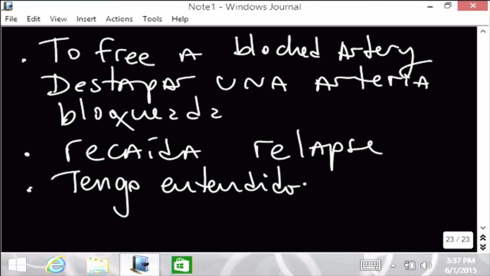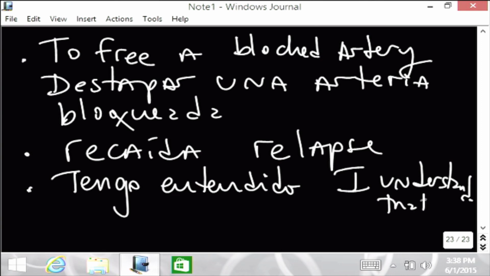Tengo entendido: in English you base all you say is "I understand." It's important to keep in mind that when you hear "I understand that," you can say entiendo que or tengo entendido que. That's perfectly fine. It's way more elegant in Spanish to say tengo entendido.